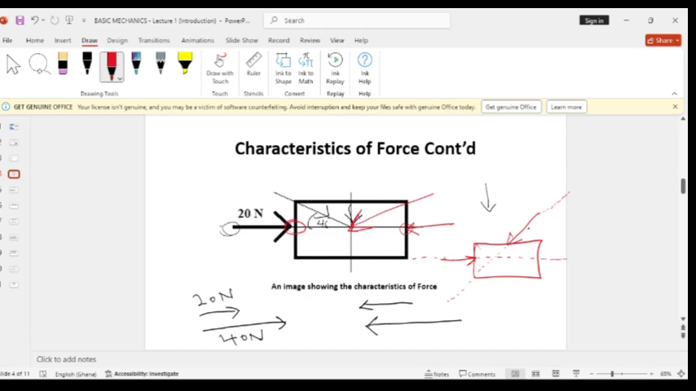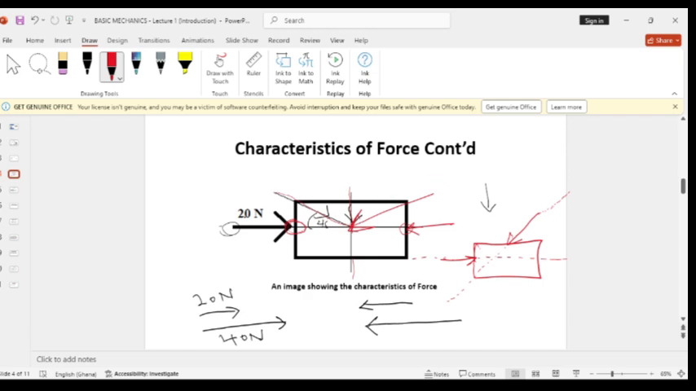So one, we know a force has magnitude. Two, a force has direction. Three, it has the point of application. And then four, it has the line of action. So this one here, it shows one line of action, another line of action here, and another line of action here. One may wonder, so how do I know the line of action of a force?